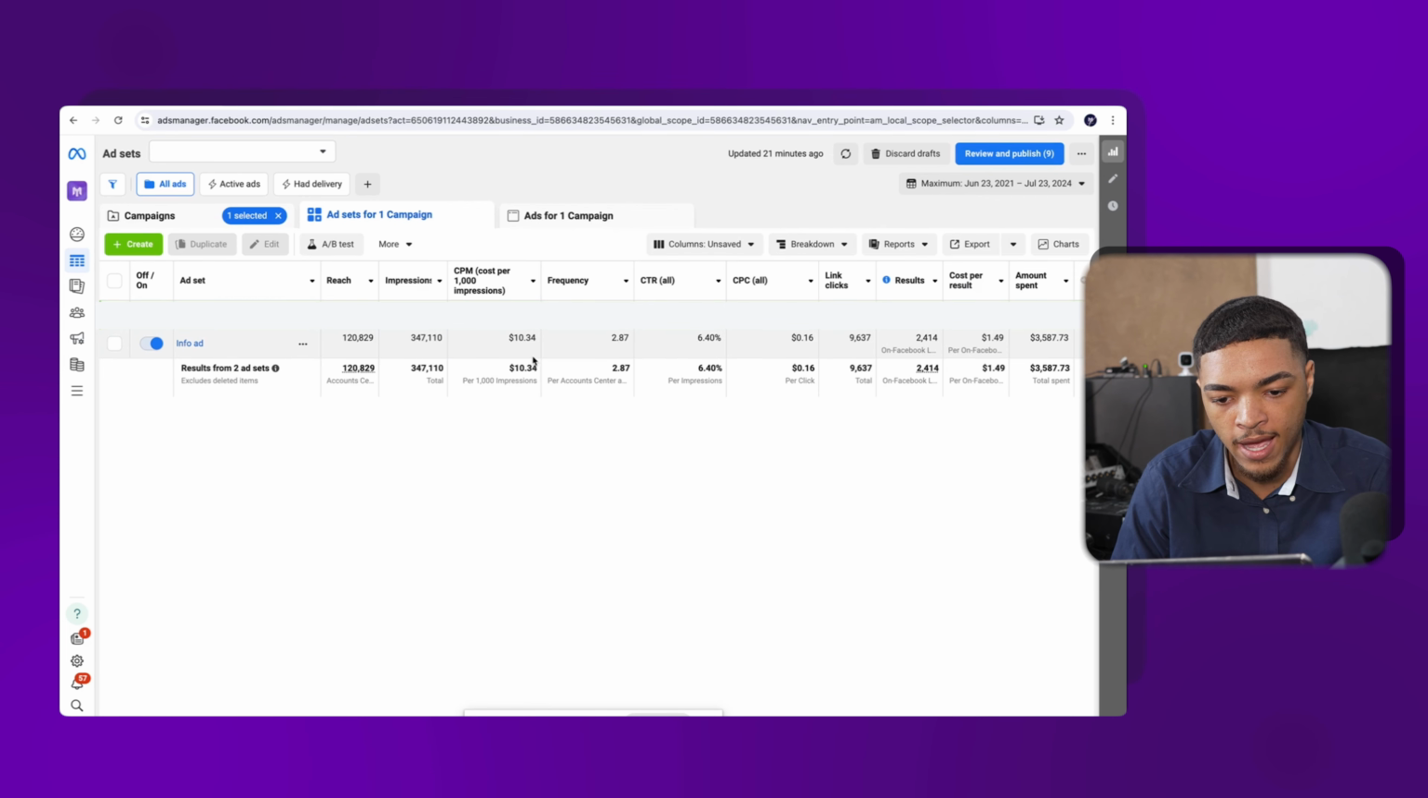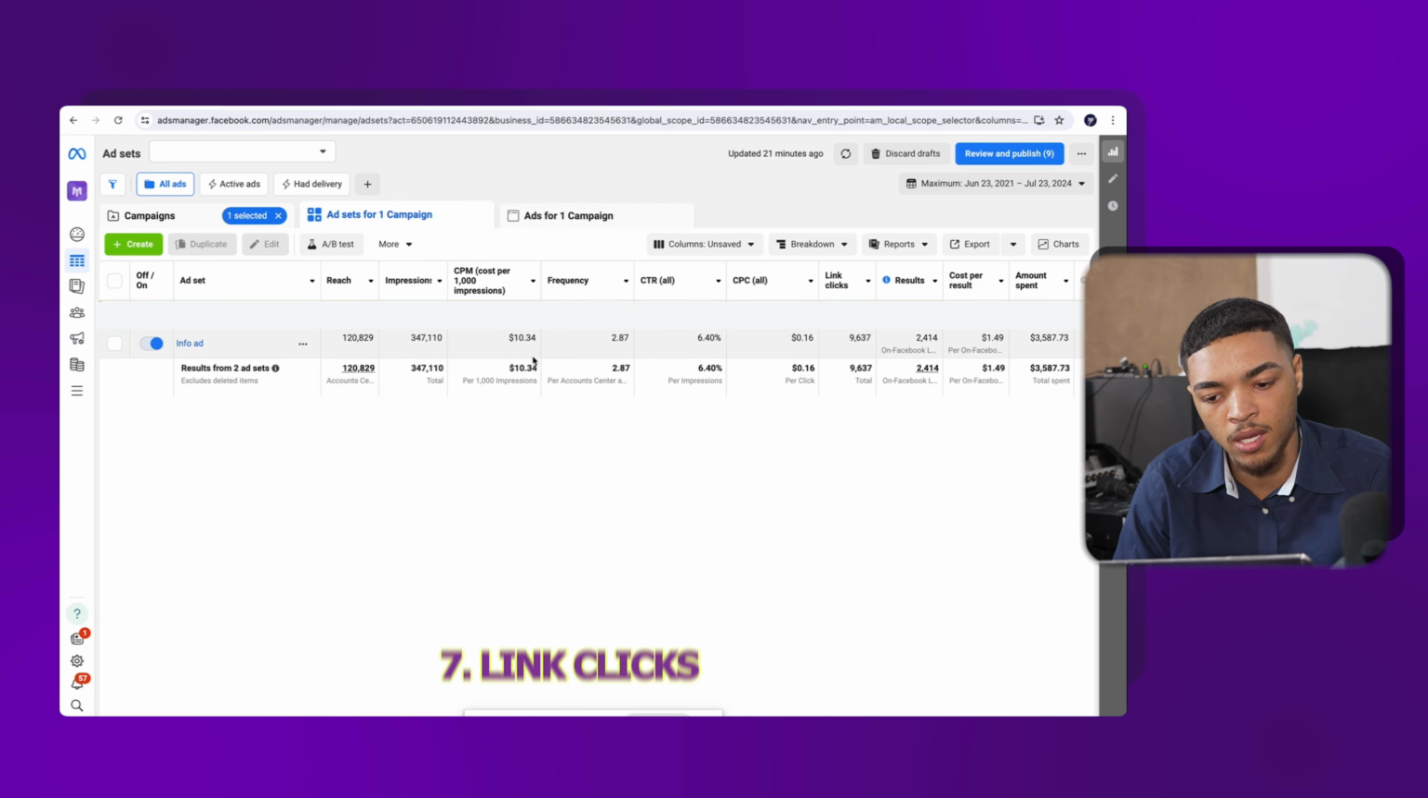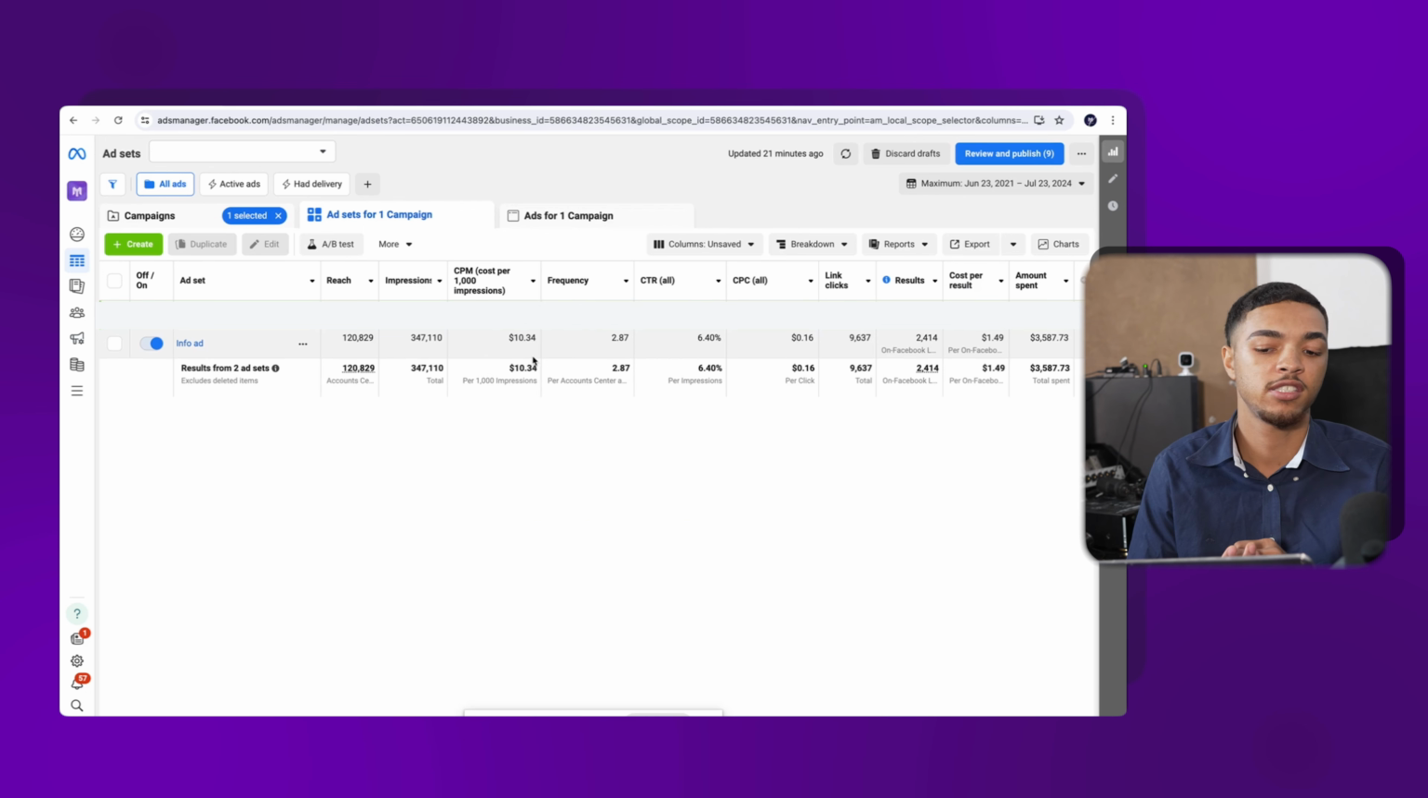Let's move on. Now we have link clicks. So this all goes the same. CTR is percentage, CPC is price, link clicks is just the total amount of times people have clicked the link. All of that goes together. So we can move on.